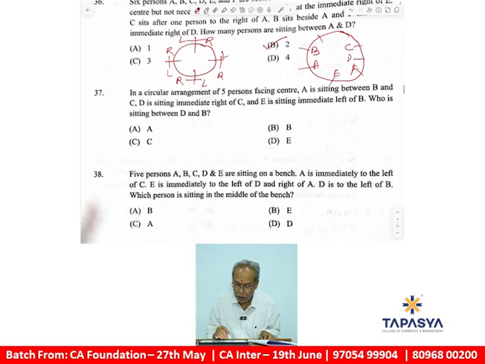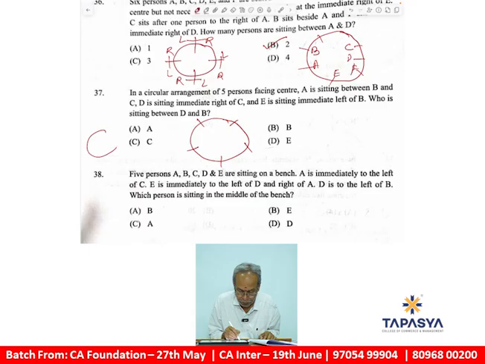Same way, in a circular arrangement of 5 persons facing center, A is sitting between B and C. 1, 2, 3, 4, 5. Right? So A is facing center means clockwise directions are right. So if you put clockwise directions are right and this is left. Is it clear? Now A is sitting between B and C.